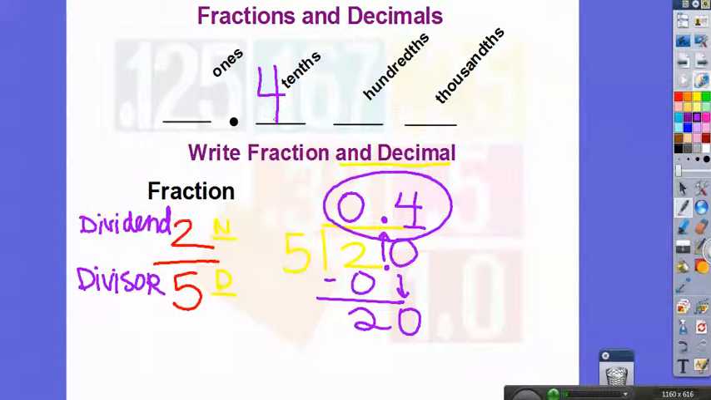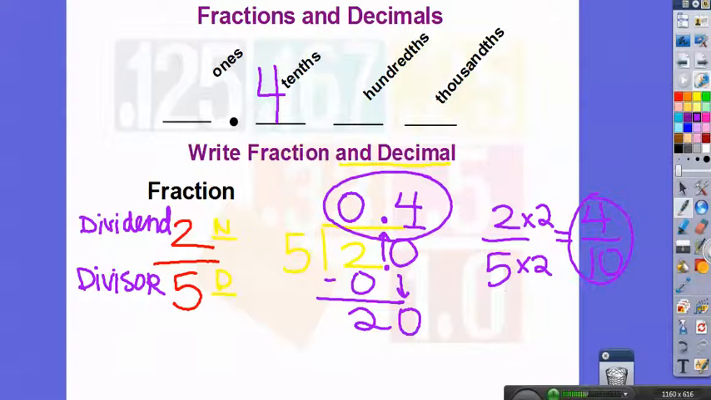4/10. And also, you can look at it like this as well. If I have an equivalent fraction, I multiply the bottom, or the denominator, by 2 and the numerator by 2. I get 4/10. And you know that this is an equivalent fraction to 2/5. So 2/5 is equal to 4/10.